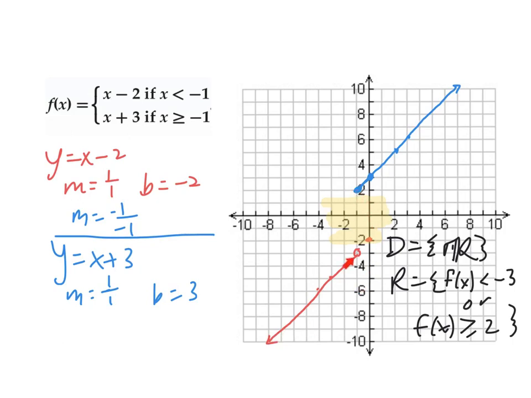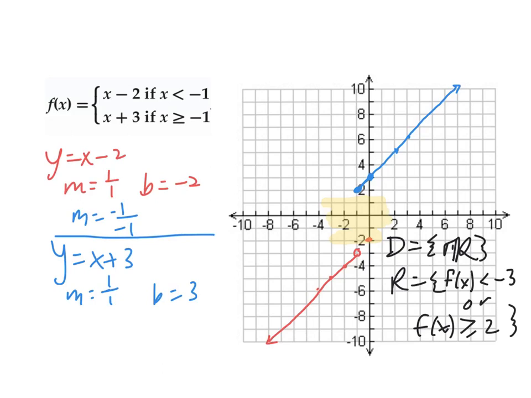Or, because they can't be in both places at one time, it's greater than or equal to 2 because it goes above. And 2 is included in this answer for y. So my range is a little bit different now because of all of these excluded y values in there.